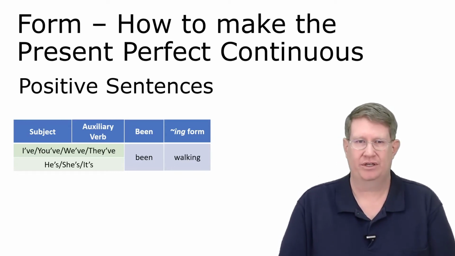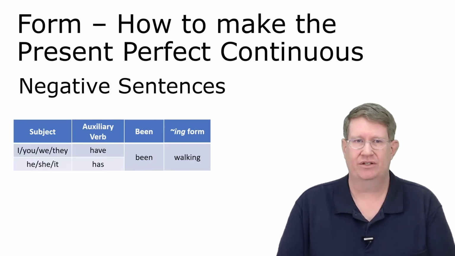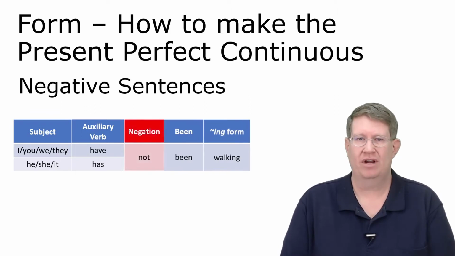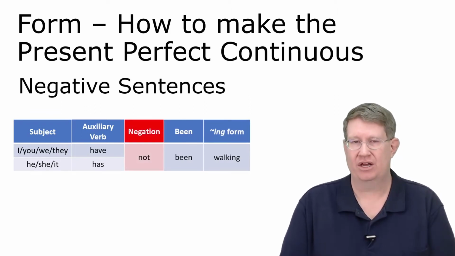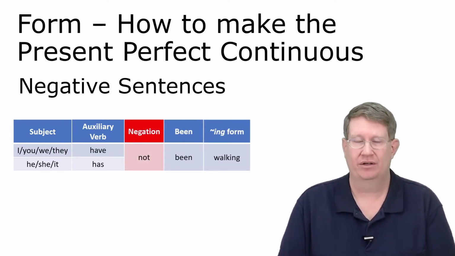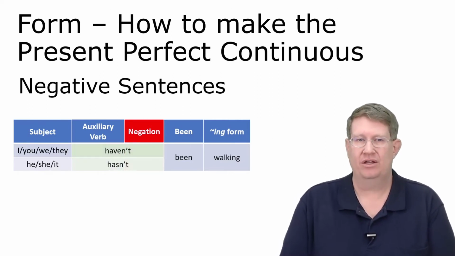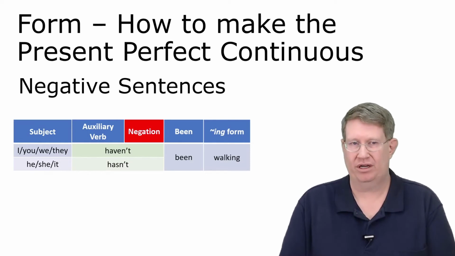Okay, let's keep going. For negative sentences, we start with the same thing, and we just slide this over, and this is where we put our negation. This is where we put our not. Again, we can use contractions. I, you, we, they haven't been walking. He, she, it hasn't been walking.